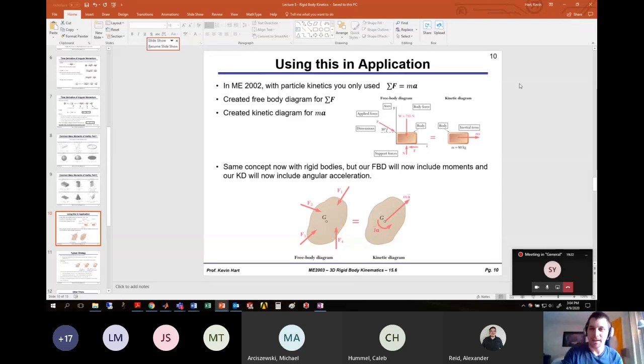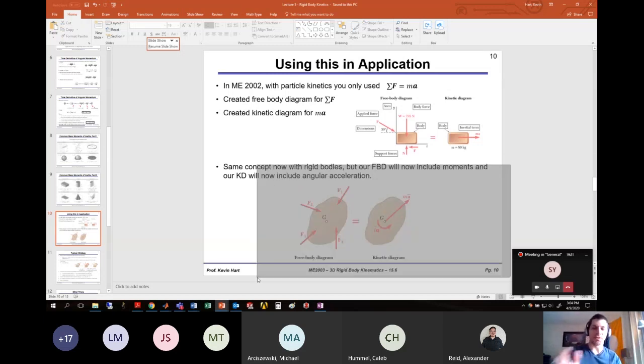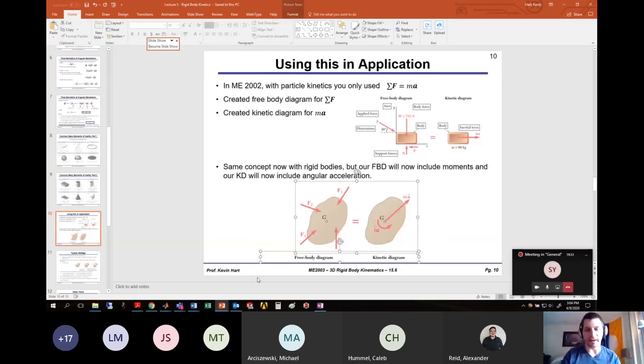So that was your little box example for particles. And then we talked about how that is extended to rigid bodies, so that your forces and moments are, again, on your free body diagram. And on the right-hand side, you have your kinetic diagram, but now you're incorporating this additional term, the Ig alpha term, as part of your kinetic diagram.